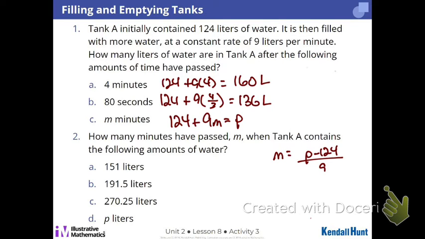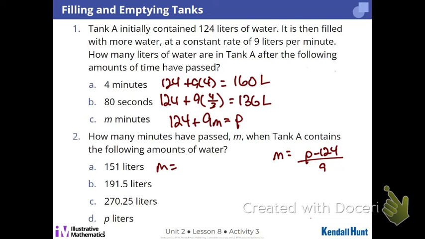So let me point these out. How much is in the tank? I'm going to take the 124 out that were already in there. And then we'll divide that by 9 for the 9 per minute. And that'll give it to me. So, I might need your calculator help on this one.